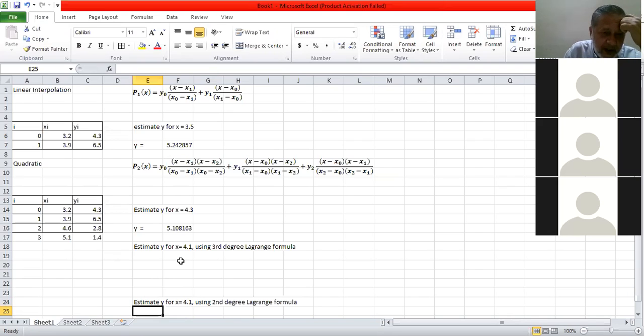So the midpoint of the range of first 3 is 3.9, which is closer to 4.1, and the midpoint of the range 3.9 to 5.1 is 4.5, which is further away from 4.1. So out of these 4 points, the better choice will be to use the first 3 points instead of the next 3 points. This is a trick that we'll be using not here, but whenever we do any interpolation exercise.